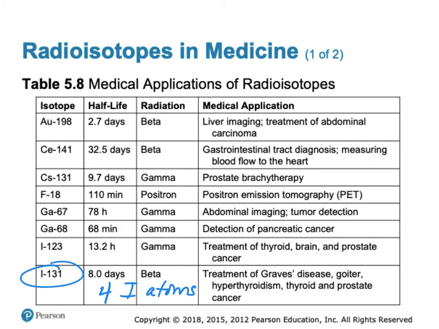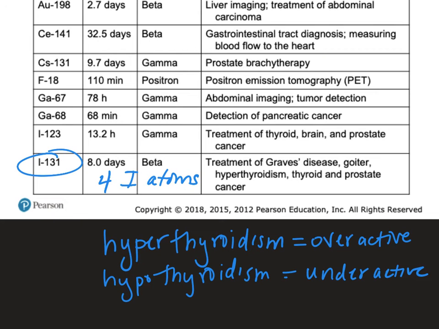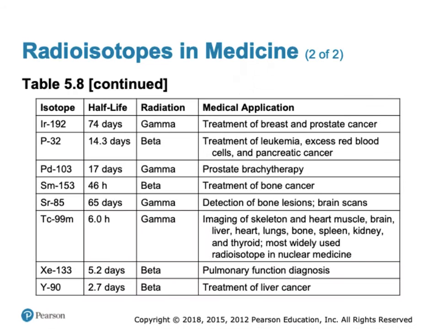A normally functioning thyroid absorbs about 12% of the administered iodine within a few hours. An overactive thyroid, hyperthyroidism, absorbs and localizes iodine-131 in the gland much faster, and an underactive thyroid, hypothyroidism, does so much more slowly. By counting the gamma radiation emitted from the neck, one can determine the rate of uptake of iodine-131 into the thyroid gland and diagnose hyperthyroidism or hypothyroidism. So here's a continuation again of the radioisotopes that are used in medicine.